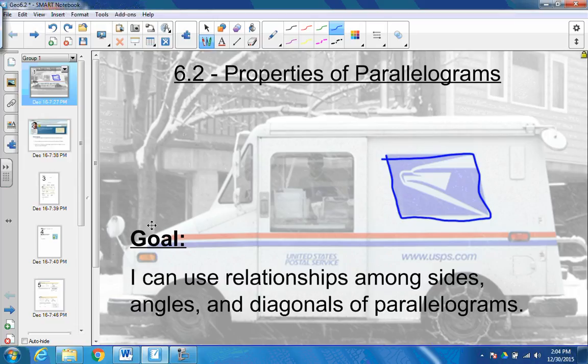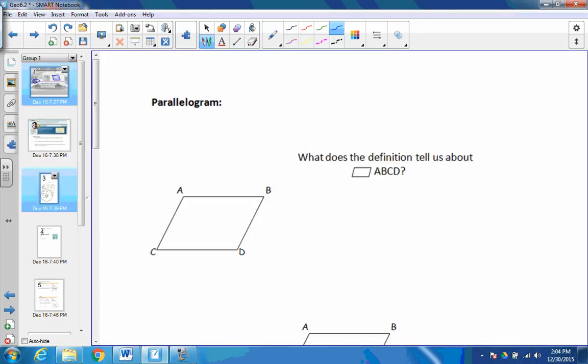So the goal, which you can write down in your goal sheet, is I can use relationships among sides, angles, and diagonals of parallelograms. And that's what we're going to do today. So make sure that's written down. Make sure you think about what you know about those relationships of parallelograms as we get started on today's lesson.